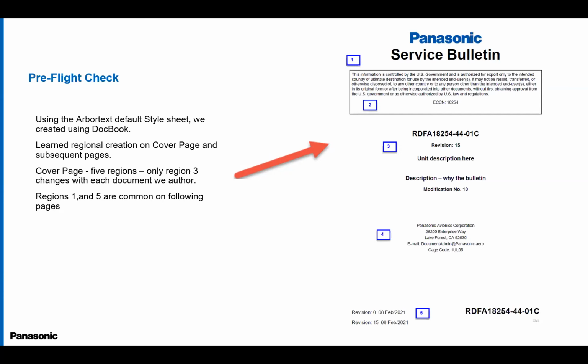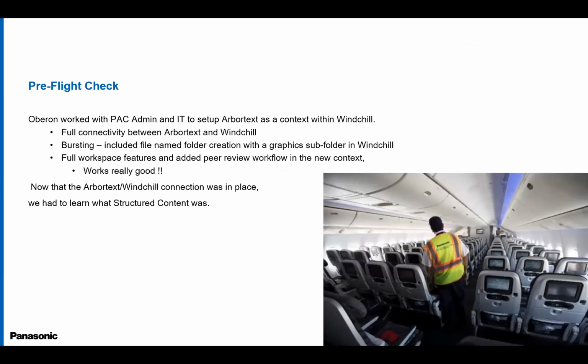And our common regions on following pages. Oberon worked with PAC admin and IT to set up Arbortext as content within Windchill, excuse me, full connectivity between Arbortext and Windchill. Bursting. Never knew what bursting was until they came along and put it into the system and showed me. Included file name, folder creation, graphic subfolder within Windchill. Full workspace features and added peer review workflow in the new context. Actually works pretty damn good.